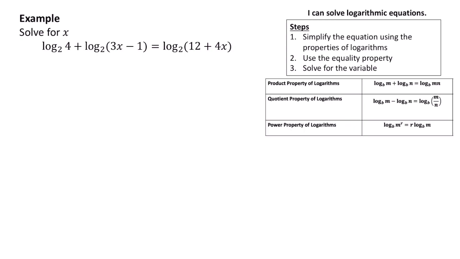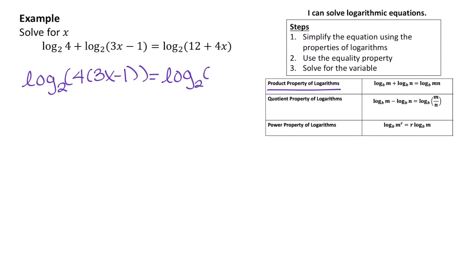So I'm going to try to condense what I have on the left into one expression. And I can do that because I have the same base on the left. So I'm going to use this product property. I'm going to rewrite this as the log base 2 of 4 times 3x minus 1, and that equals the log base 2 of 12 plus 4x.